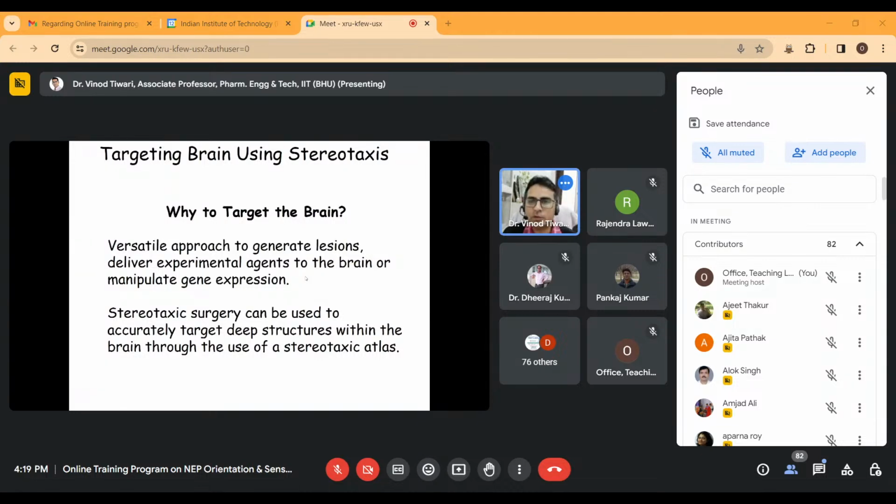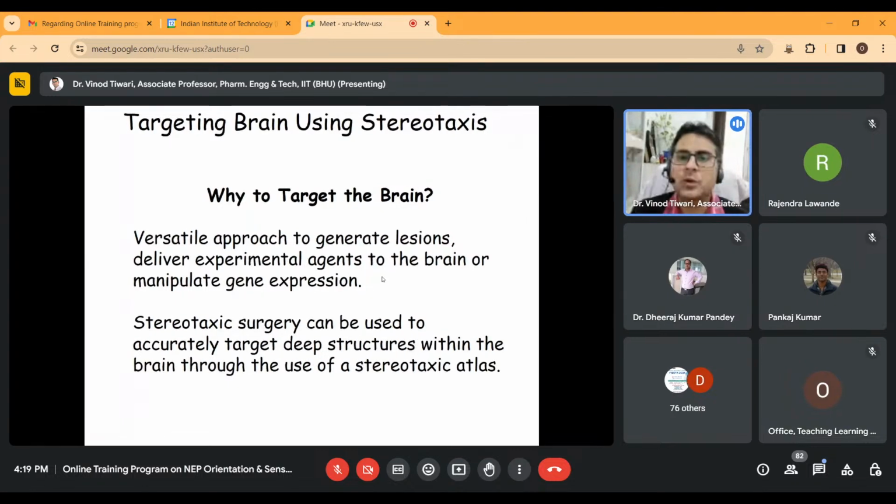So to do that, we use this technique, histotaxic surgery, where we generate the lesions in a specific region of the brain. For example, substantia nigra, that is the brain region which is involved in the motor function coordination. And then we deliver the experimental agents to the brain or manipulate the gene expression. And then we can also use the surgery to accurately target the deep structures within the brain through the use of a histotaxic atlas.